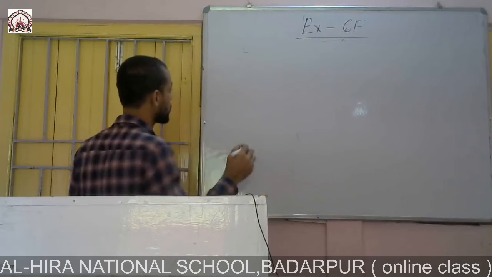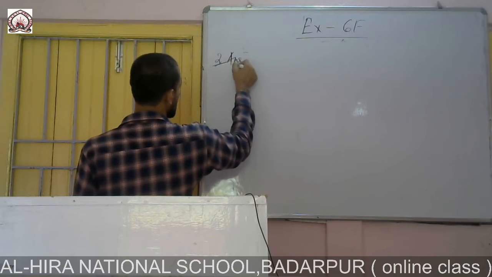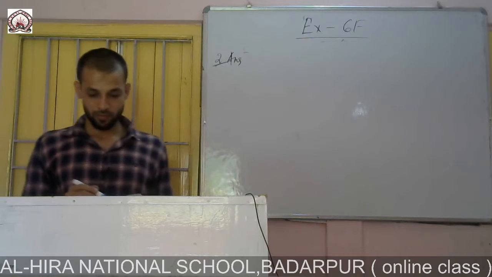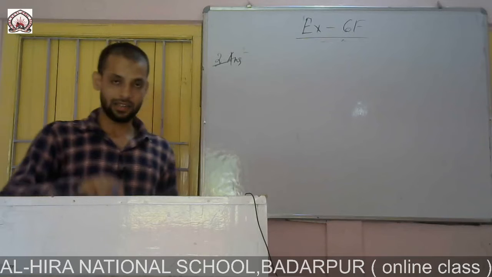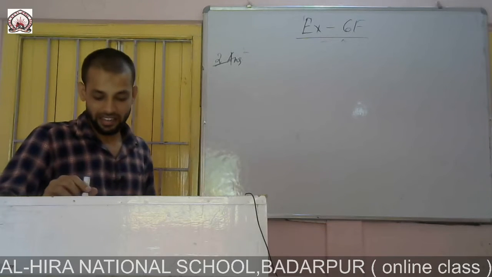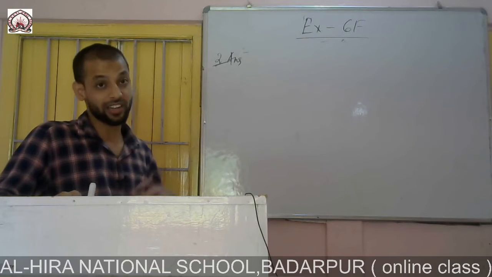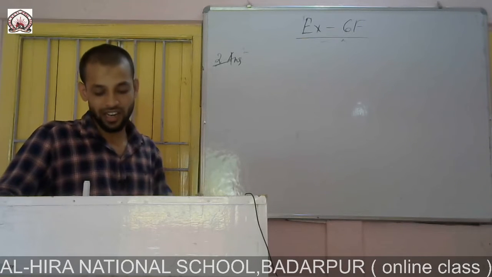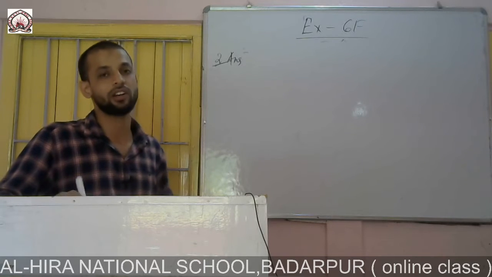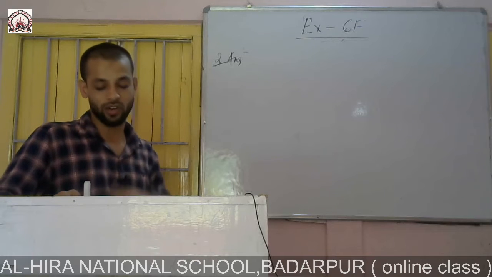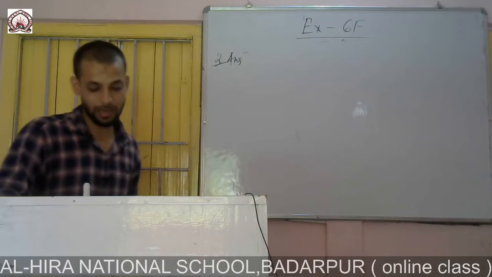That is 2. Let me read the second question. Liza's grandfather is 61 years old and her aunt is 28 years younger than him. How old is her aunt? We have to find out the age of her aunt. So her aunt is 28 years younger than her grandfather. So easily we can get it by subtracting.